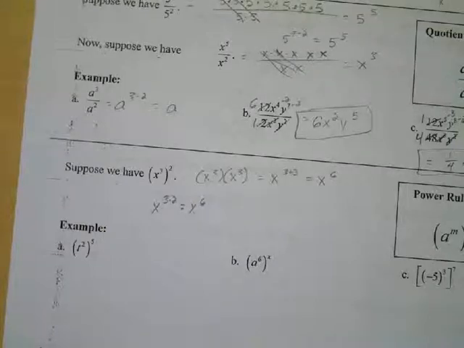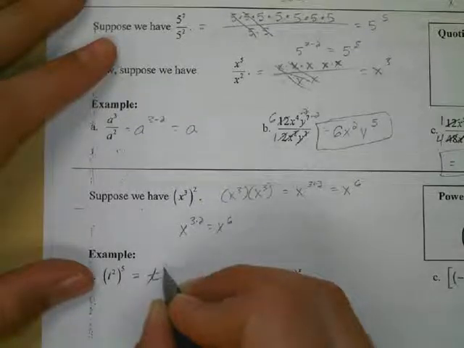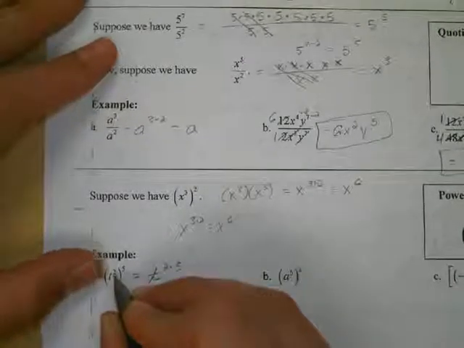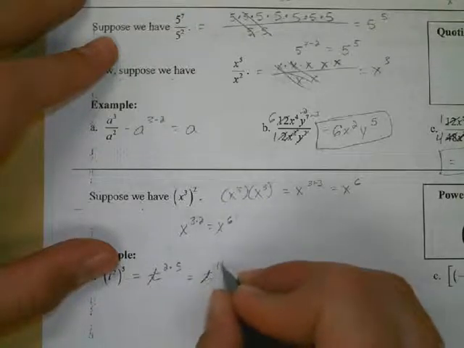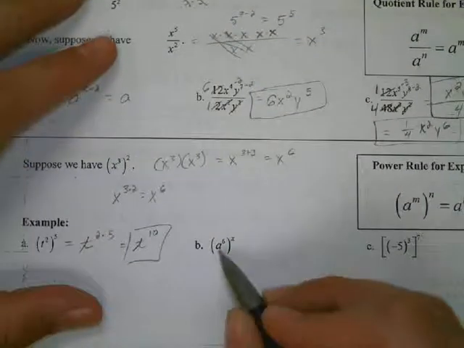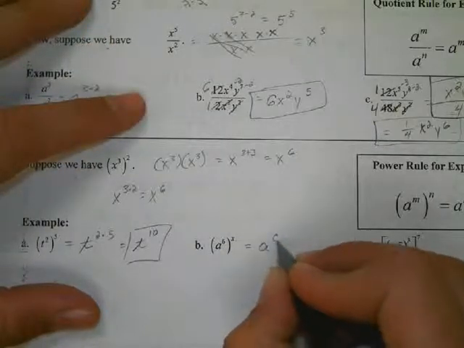So here, t squared to the fifth, t to the 2 times 5. There's only one t. It's raised to the second and then to the fifth, so we multiply. So it would be t to the 10th power. Then a to the 6th raised to the x, you just multiply your exponents, a to the 6x.